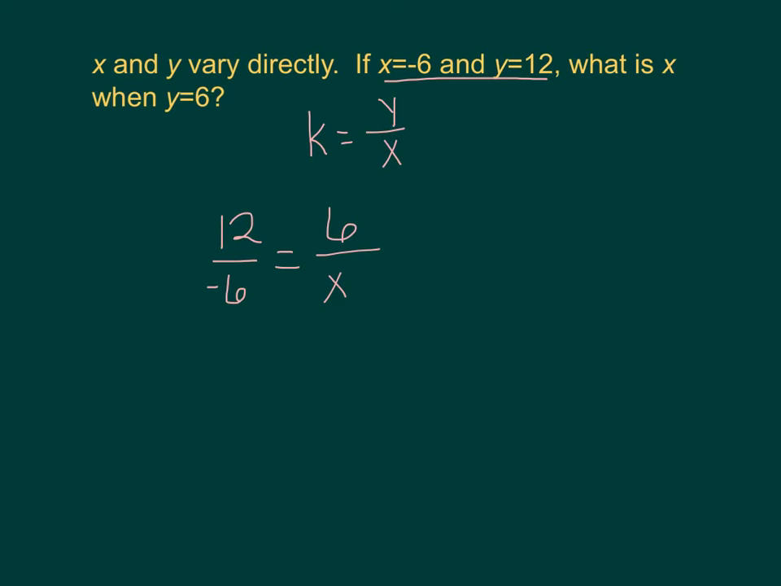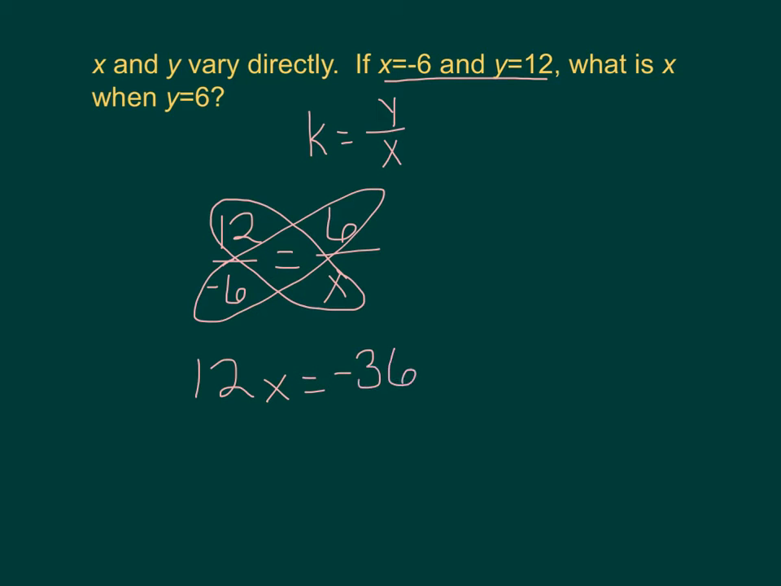Now you have a proportion to solve. To solve a proportion, we just cross multiply. 12 times x is 12x. Negative 6 times 6 is negative 36. So we divide by 12. X equals negative 3.